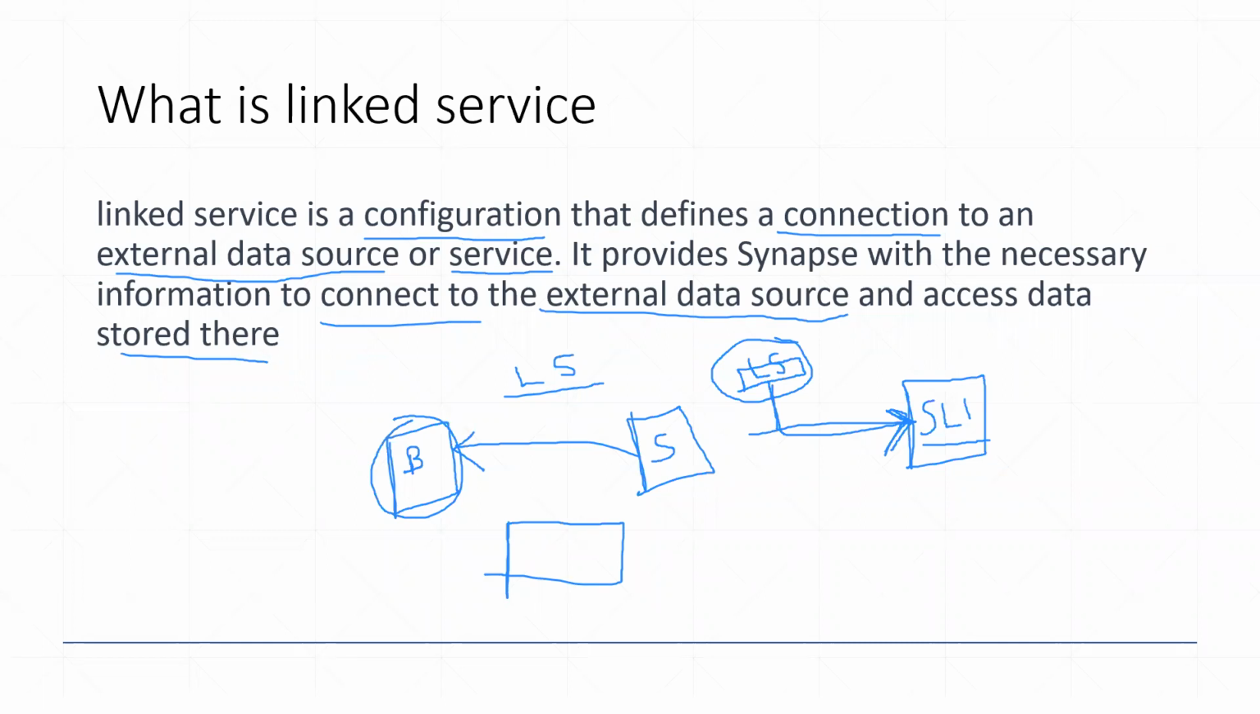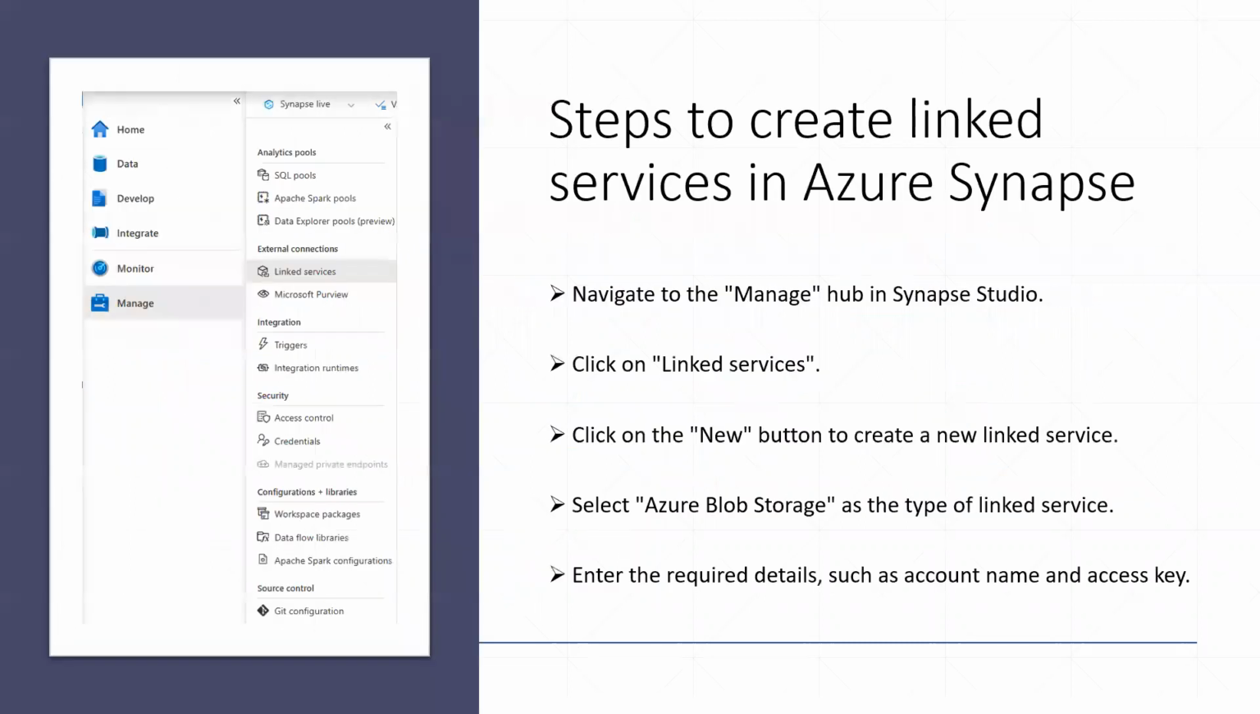Let me clear the drawing and get to the next slide. So I'm just sharing here a few steps on how you can create linked services. You can open Synapse Studio, go to Manage, click on Linked services, and there you will get a New button. You can select the New button and it will show you all the different types of linked services you have. You can select one. Let's take an example, let's say blob. You can select this one and pass the required information. And that's how you can create the linked service. We'll see it in the practical demo.